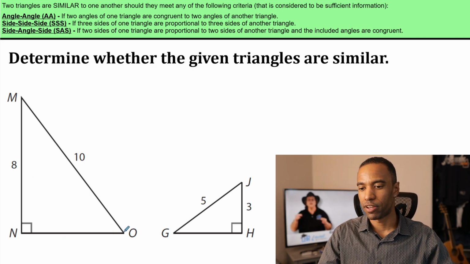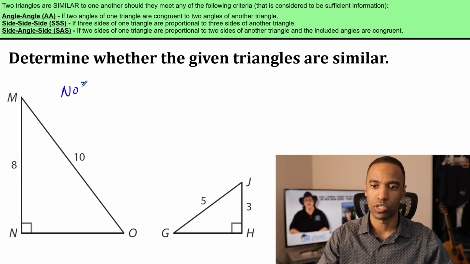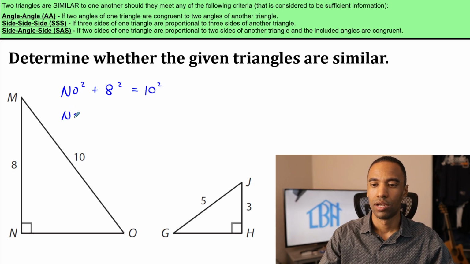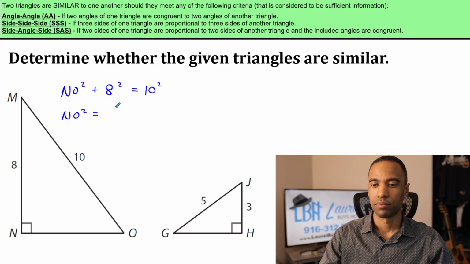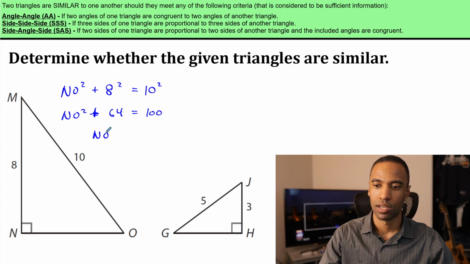So in terms of figuring out this length NO, I don't know what that is yet, so let's find out. When we square NO with 8, I mean, we get 10 squared. NO squared plus 64, oh, this is a long video, sorry guys, equals 100. NO squared equals 36. Take the square root.